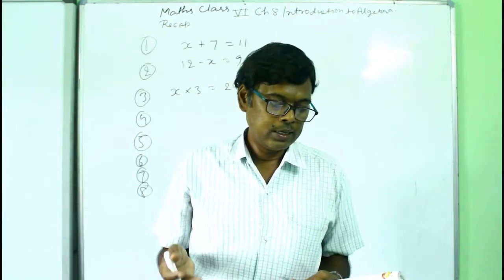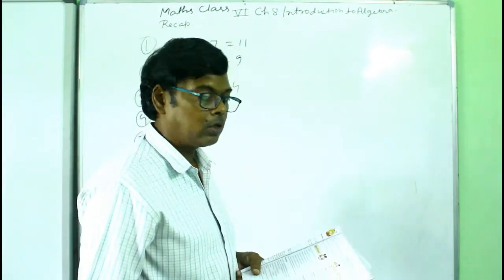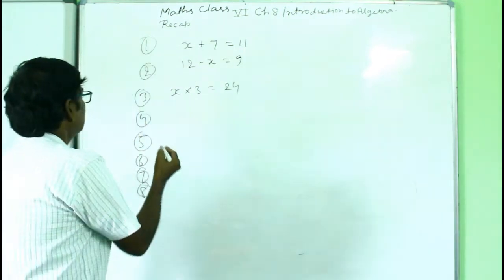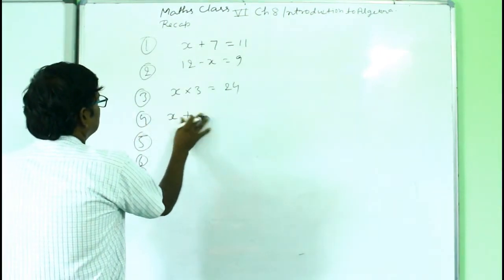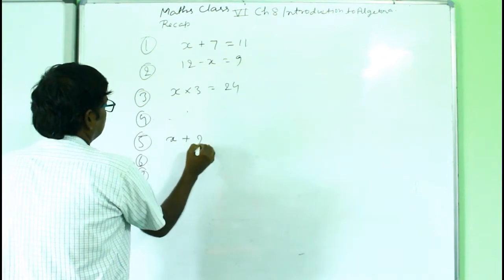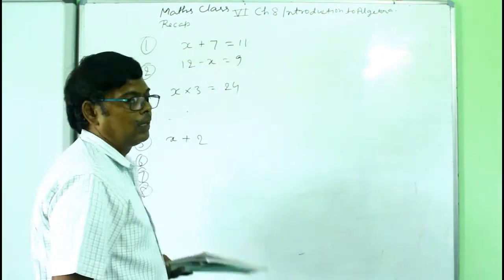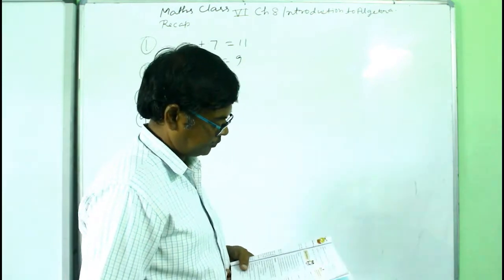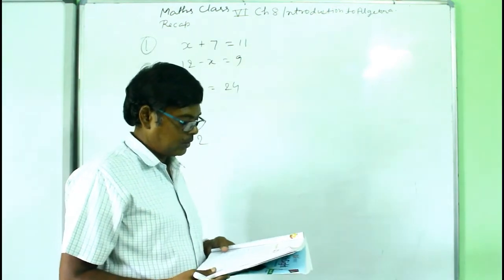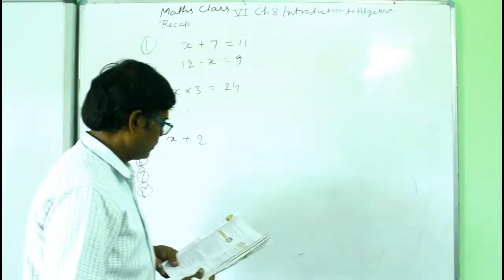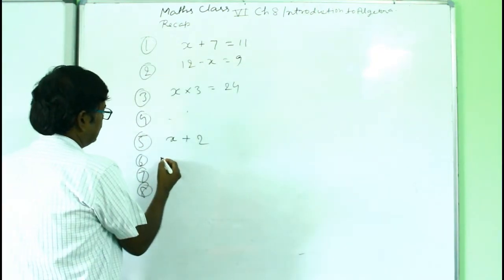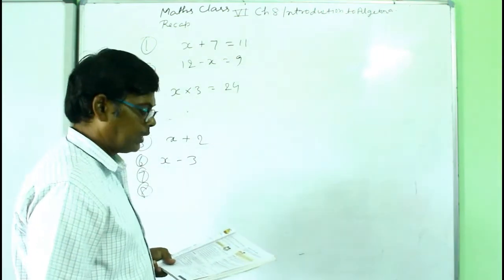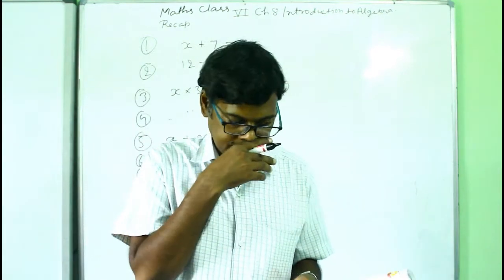Think of a number and add 2 to it. So here think of a number, suppose x, and here x plus 2. Okay, and this x is an unknown number. Think of a number and subtract 3 from it. This is the statement. You can take y also in place of x.